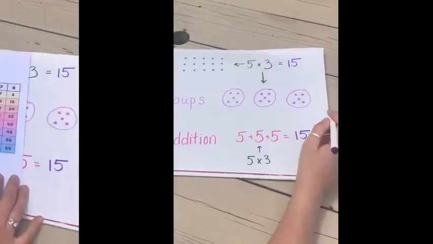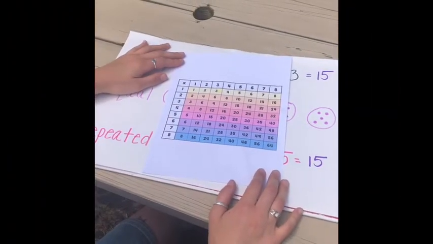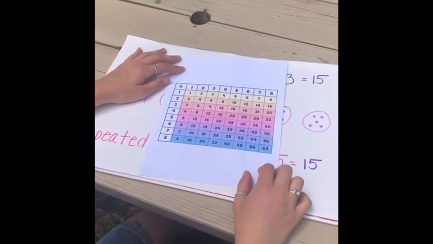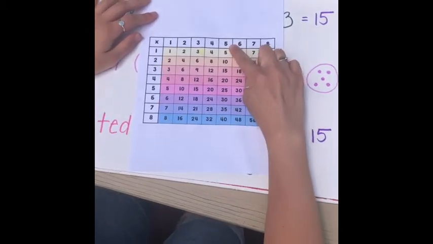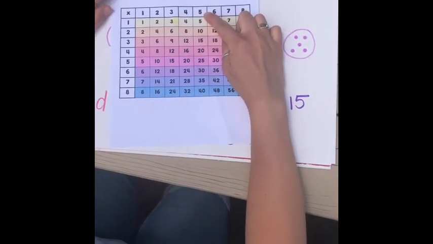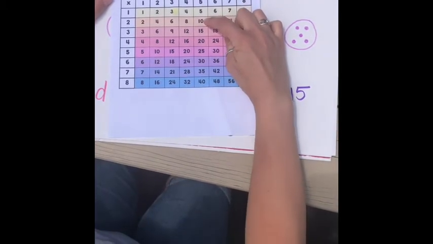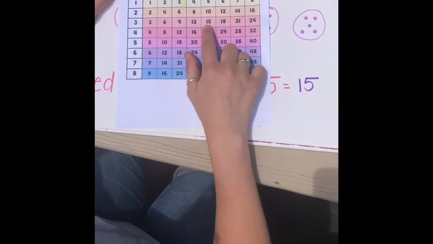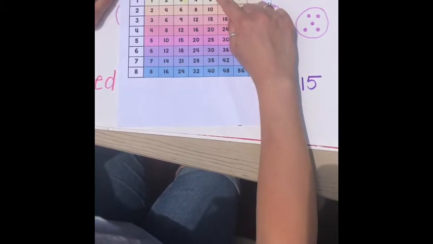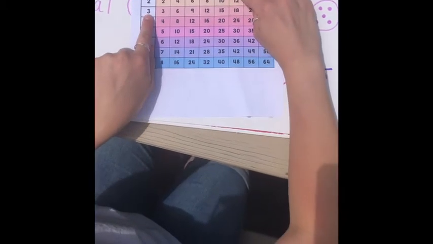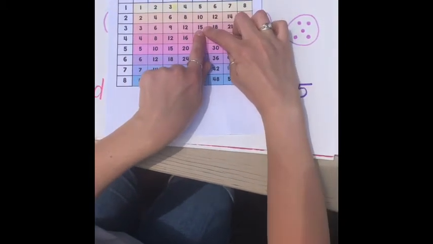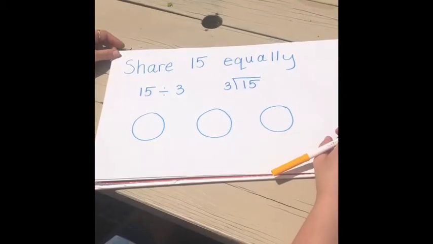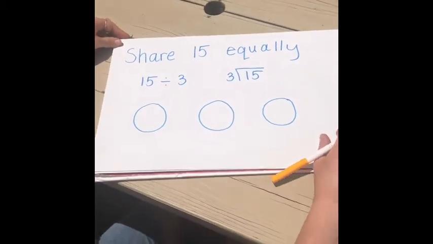And then you can also use a multiplication table. So we're going to go to 5 right here and go down 3 because 5 times 3. 5, 1, 2, 3 is 15. You can also go like this, 5 and 3, 15. I'm going to show you 2 different ways to help you with division.